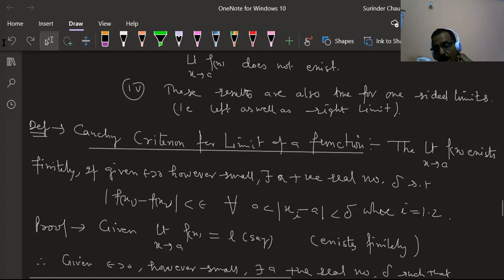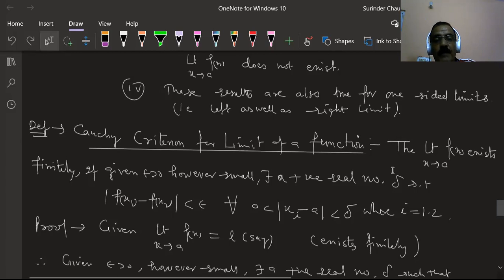Wherever in mathematics Cauchy used his thought, he took either two points or two functions. We discussed definitions with the help of two points, and we have studied the Cauchy mean value theorem, where you can say two functions. Now in the case of limit, he took two points. So the Cauchy criterion for the limit of a function is: let the limit as x tends to a of f(x) exist finitely.